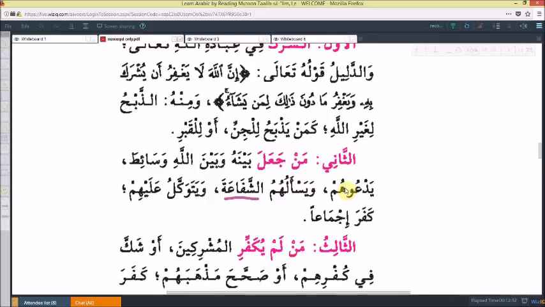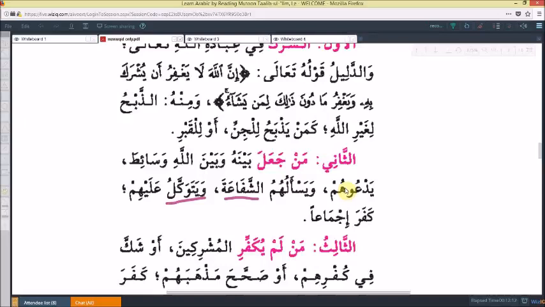وَيَتَوَكَّلُوا عَلَيْهِمْ, and they put their trust in them. From tawakkala yatawakkalu, right? Tawakkul. You know that word, tawakkul. Tawakkul, to have trust and entrust your affairs. Wa yatawakkalu alayhim, and they put their trust in them.